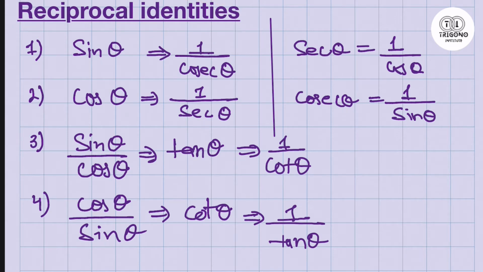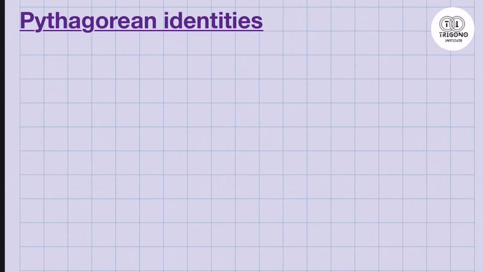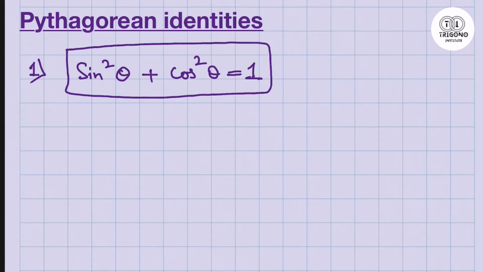Now the next category of identities is the Pythagorean identities. Pythagorean identities are based on the Pythagoras theorem. Let's talk about the first identity that is very common to all the students, which is sine square theta plus cos square theta is equal to 1. Let us understand how you can derive more identities from that one identity. You have this one identity here, so we can derive more identities from that.